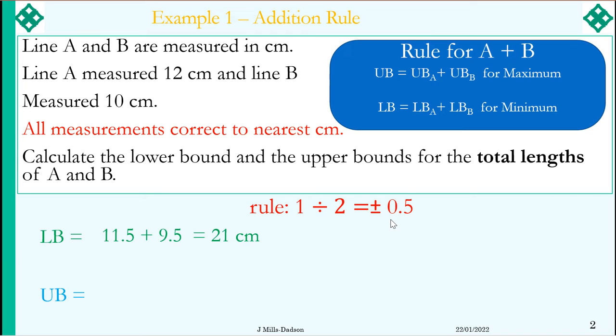So the lower bound will be 11.5 plus 9.5, so we take the lower bound of each measure, that's 21, and for the upper bound, we take the upper bound of each measure, 23. To get the upper bound, we add 0.5 to each number. To get the lower bound, we take away 0.5 from each of the numbers.